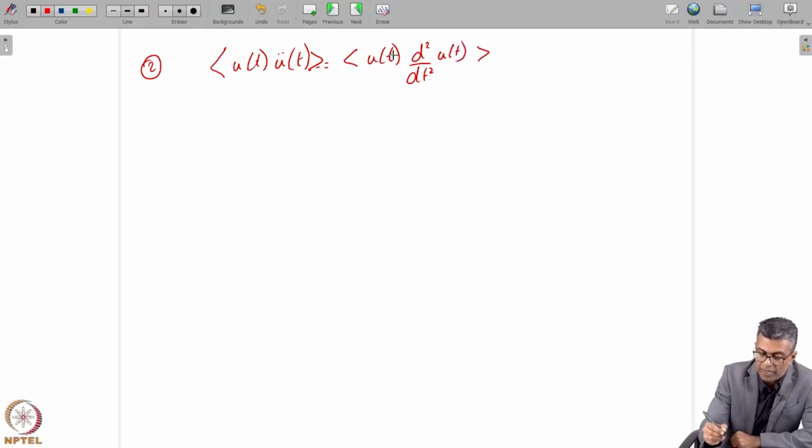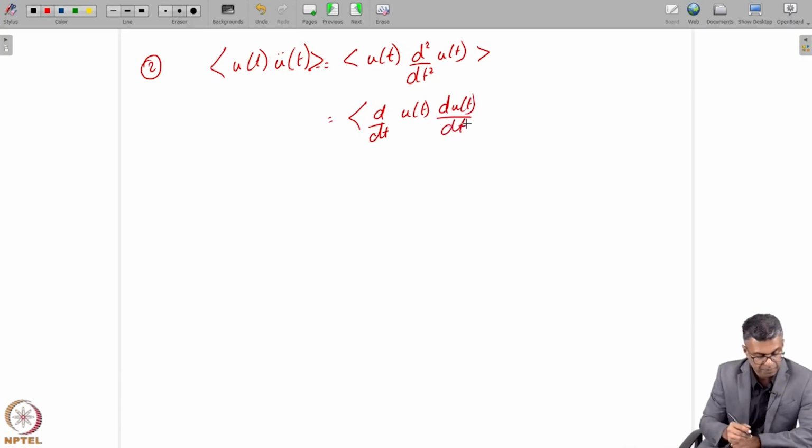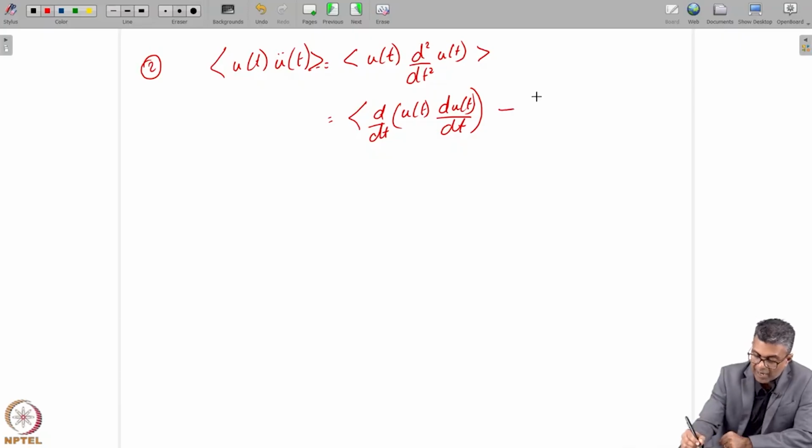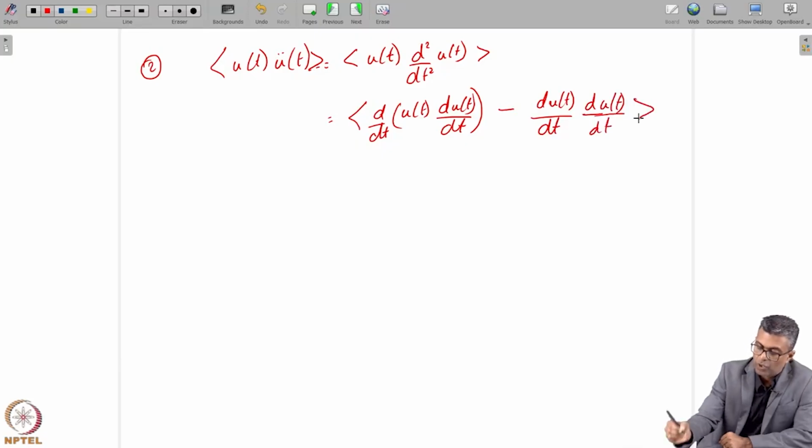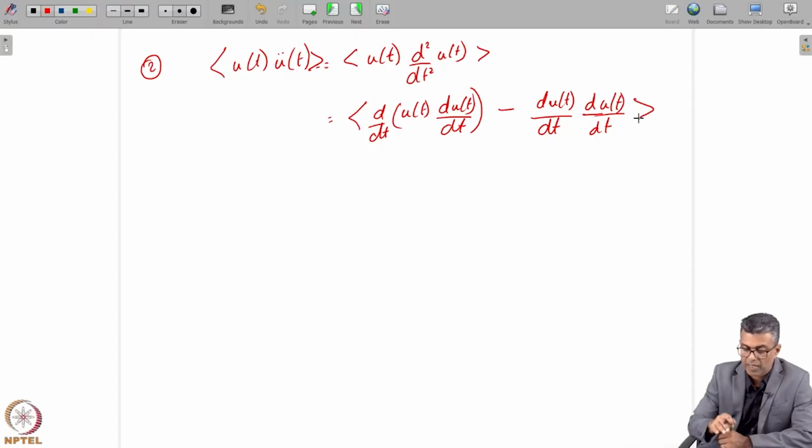Okay, so now I have a double derivative. I will use the chain rule and write this as d/dt of u(t) du/dt, isn't it? d/dt of u(t) du/dt minus, then what will I have? I will have du/dt and then again du/dt. I have used the chain rule, and instead of writing it as a double derivative, I have now written it as d/dt of both of these functions.